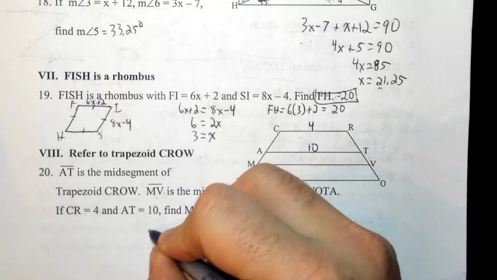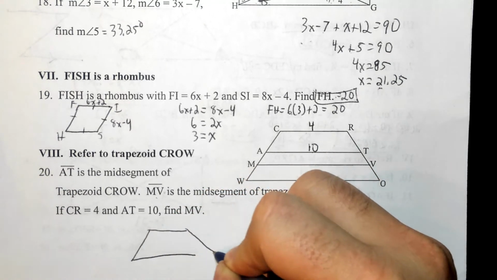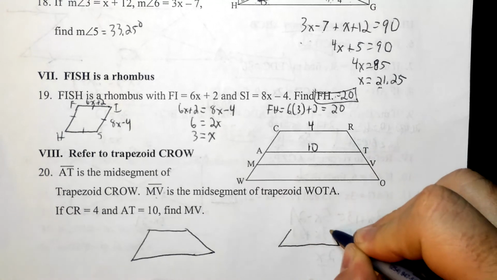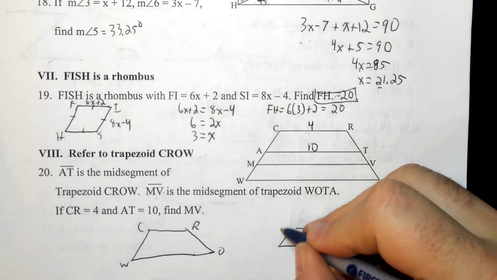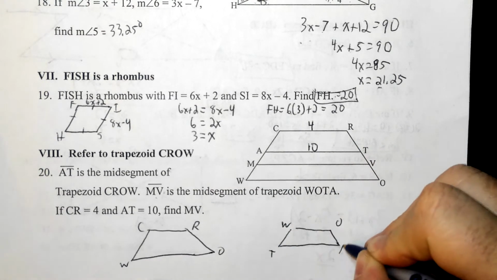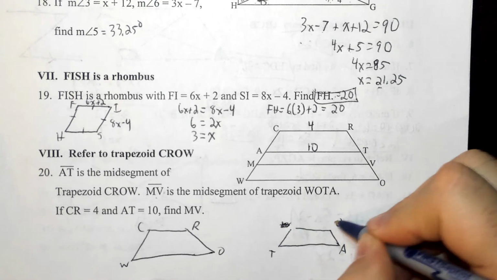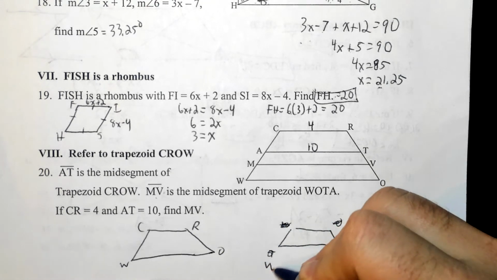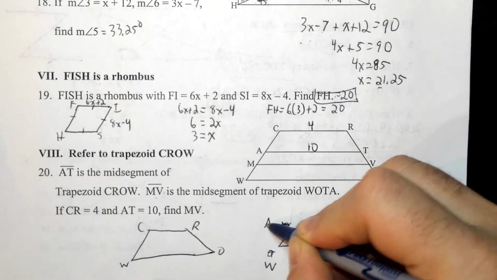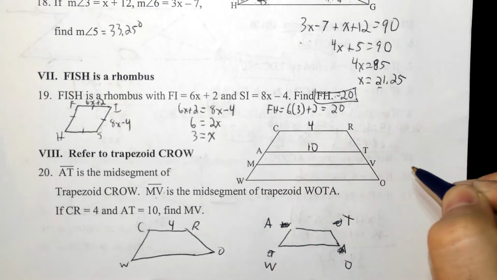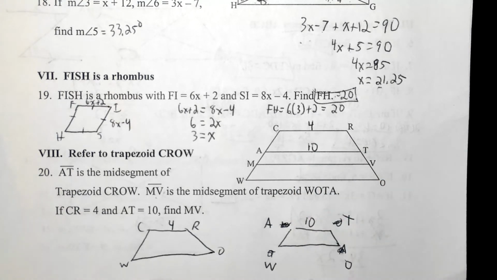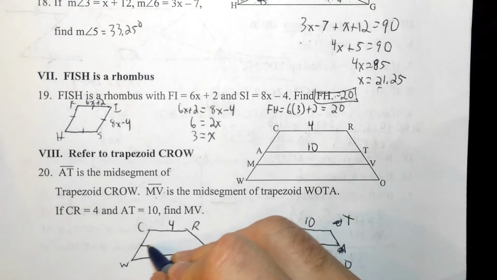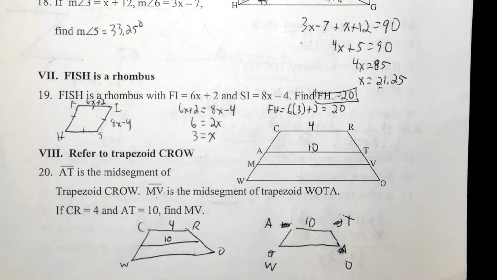Well, I'm going to draw these out separate because sometimes it's easy to get confused on which piece is which. I've got CROW and I've got WOTA. Well, actually, let's put those in the right places. WOTA. CR was 4. TA is 10. And I've got to figure out what is what here. Also, this AT was 10 in here.